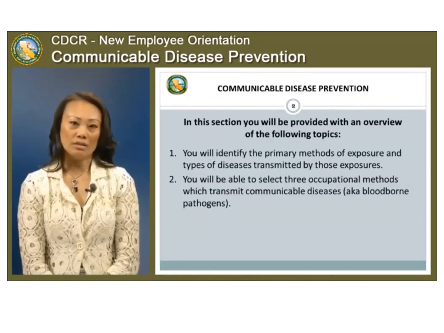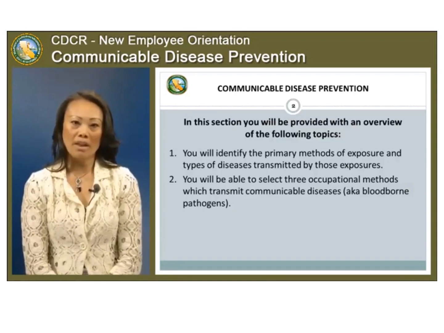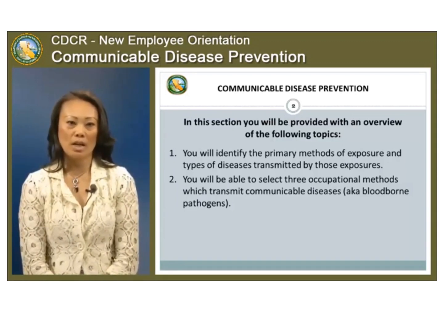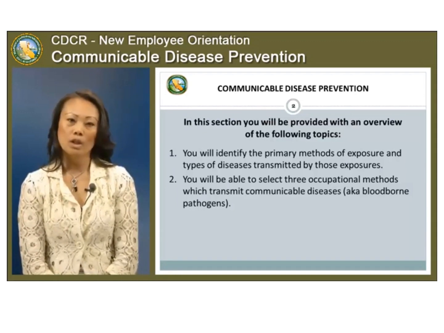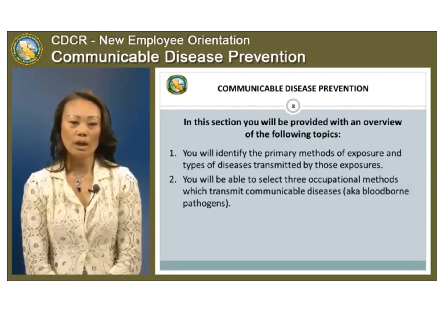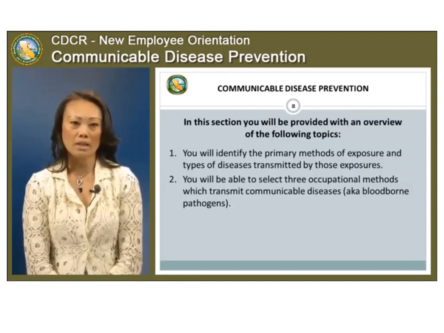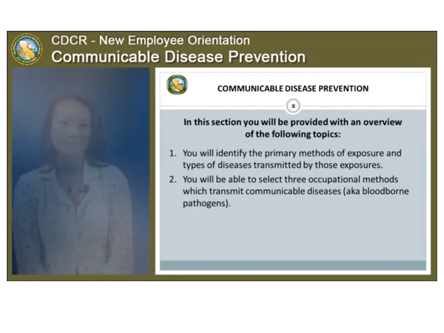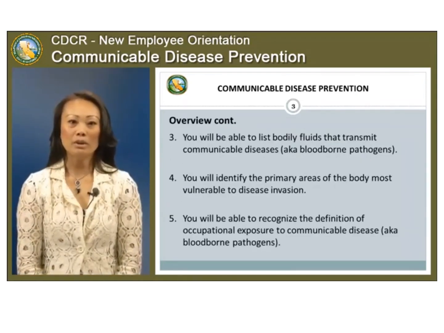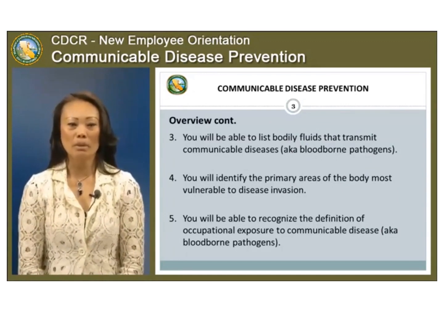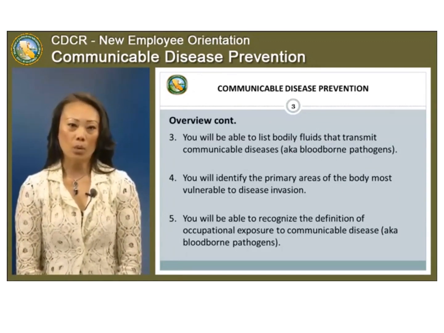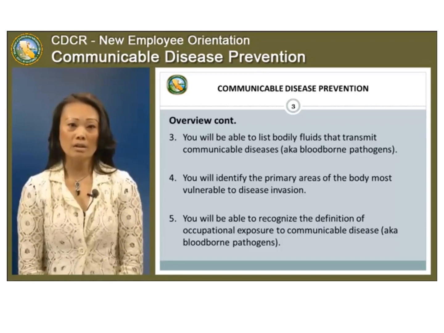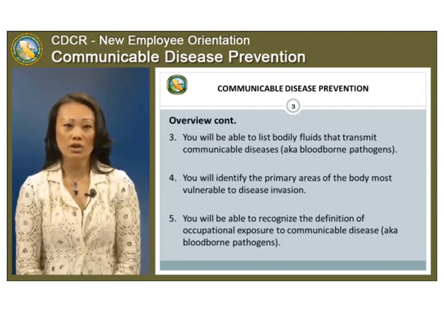In this section, you will be provided with an overview of the following topics. 1. You will identify the primary methods of exposure and types of diseases transmitted by those exposures. 2. You will be able to select 3 occupational methods which transmit communicable diseases known as bloodborne pathogens. 3. You will be able to list bodily fluids that transmit communicable diseases. 4. You will identify the primary areas of the body most vulnerable to disease invasion.